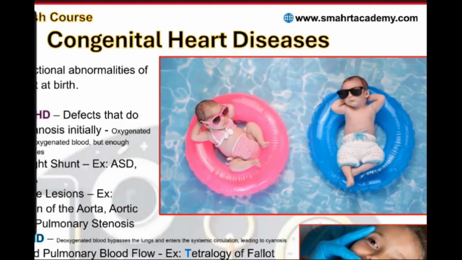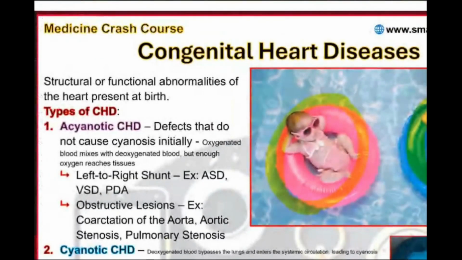So what are congenital heart diseases? As you can see, there are two balloons here. All congenital heart diseases are divided into two types, depending on whether the baby is blue or pink. Pink baby, blue baby. Pink baby means the heart disease is acyanotic. Blue means cyanotic. Acyanotic, cyanotic.